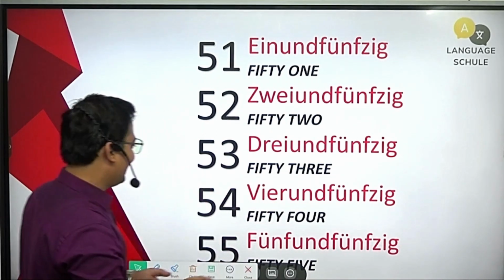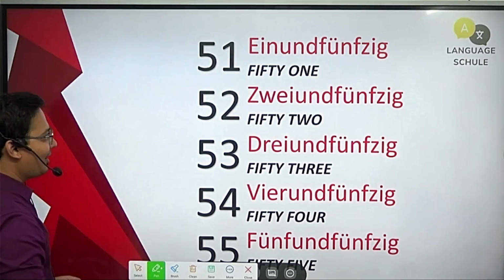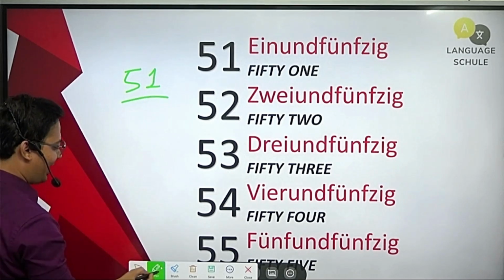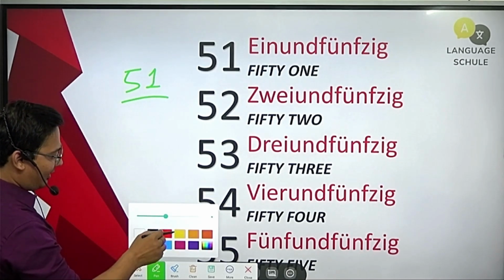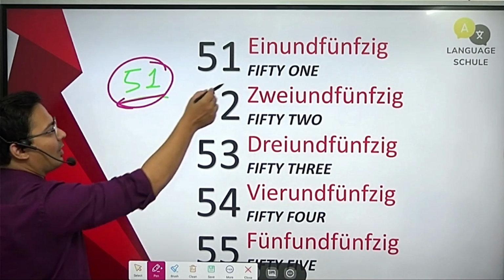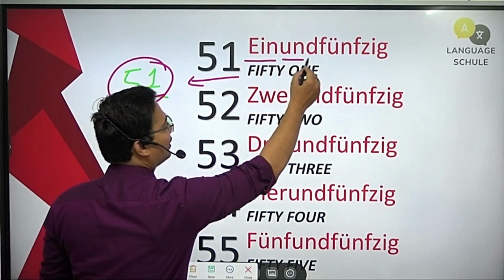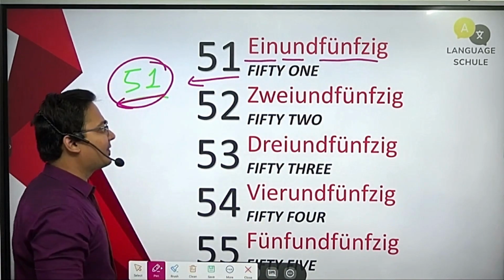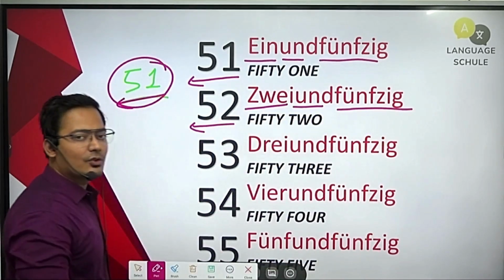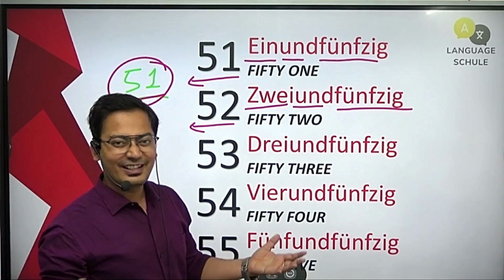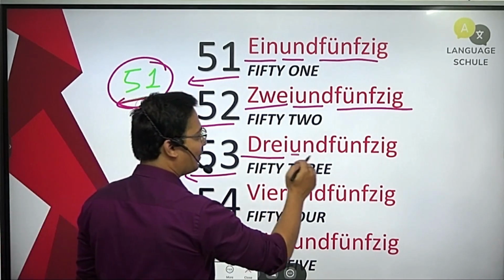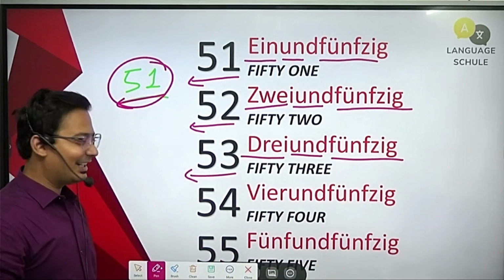Okay. Now let's practice a few more numbers. 51. Don't worry. So what do we have to do? Again take a dark pen. 51 is 1 and 50. So ein und fünfzig. 52 is zwei und fünfzig. 53 is drei und fünfzig. Okay. 54.